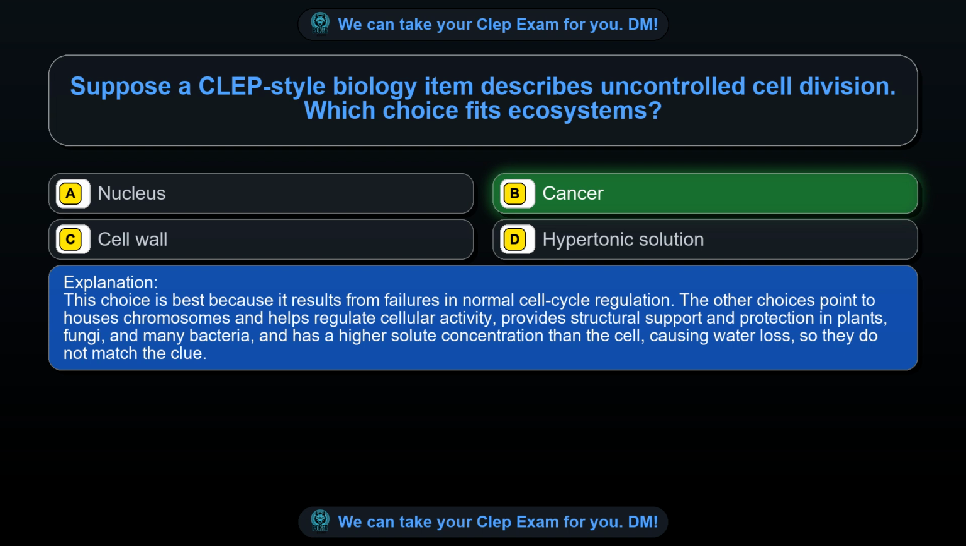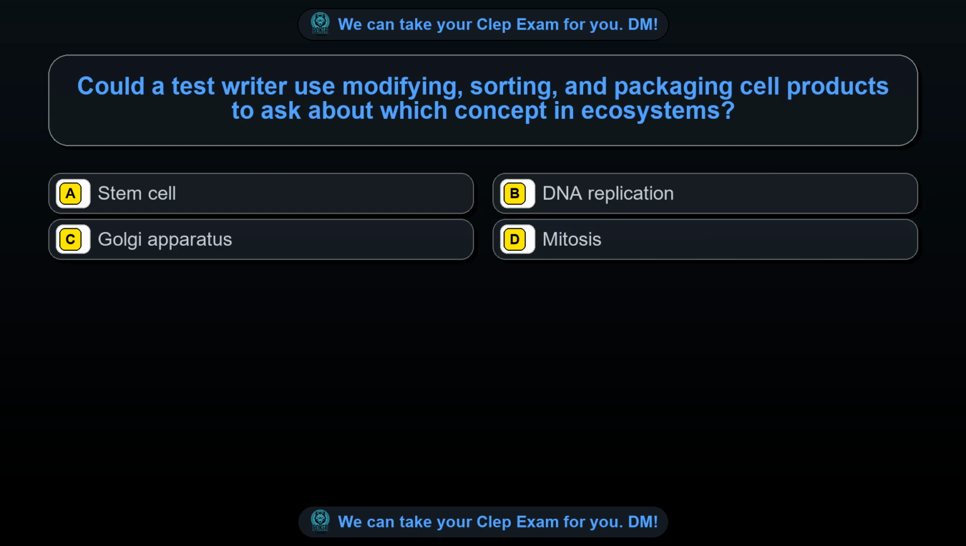the clue. Question 3. Could a test writer use modifying, sorting, and packaging cell products to ask about which concept in ecosystems? Option A, stem cell. Option B, DNA replication. Option C, Golgi apparatus. Option D, mitosis. The correct answer is option C, Golgi apparatus.